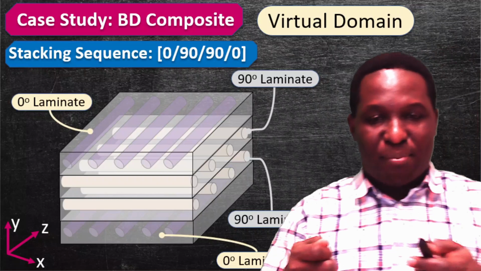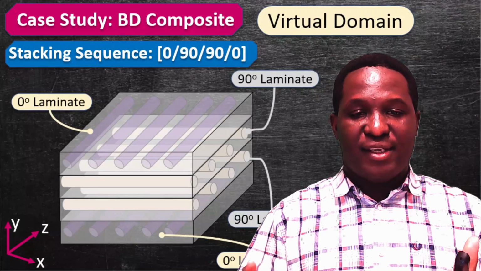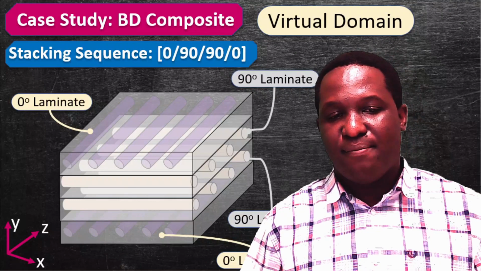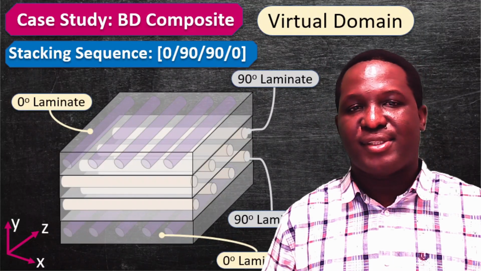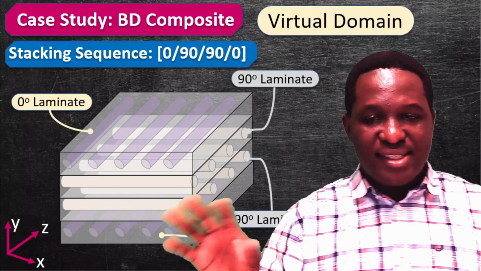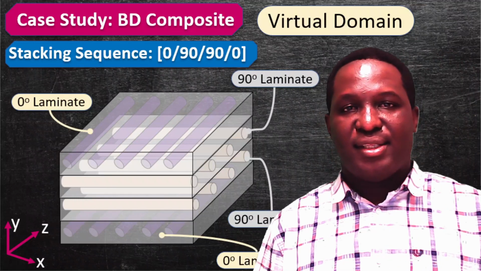So that by the time you apply loading on the system, like I said earlier on, there is not a curving effect due to the imbalance in the stacking sequence arrangement. So this is typical for most composite materials. So this is a schematic of the system that we are trying to model in this video.